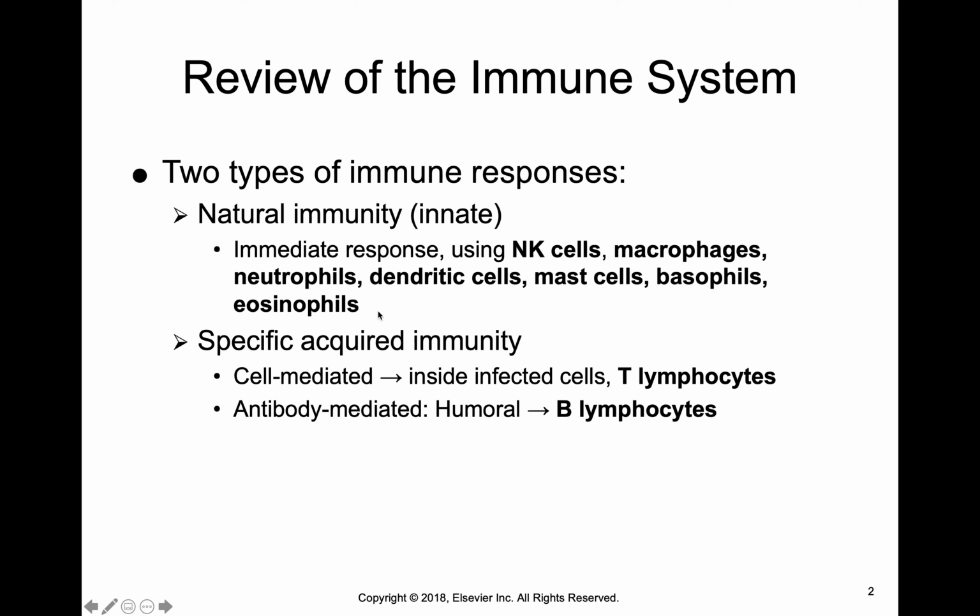And then secondly, we have specifically acquired immunity, and there are two types to this. There's the cell-mediated, which goes inside infected cells, and the responsibility falls on the T lymphocytes or T cells. And then we also have the antibody-mediated response. This is humoral, and this responsibility falls on the B lymphocytes. So T lymphocytes go and attack the cells. The B lymphocytes produce the antibodies, and this is more memory, so that it fights an infection if it's acquired again in the future.